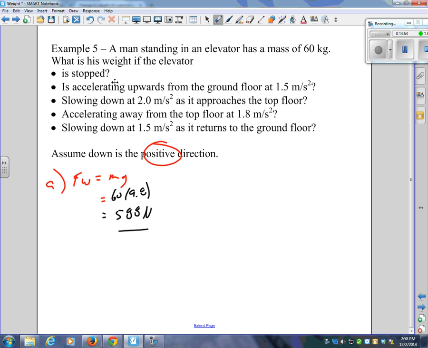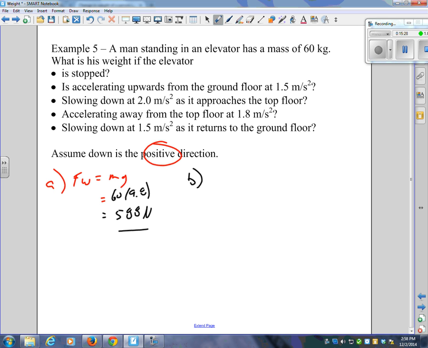If the elevator stopped, right? It asks, is it stopped? The elevator has stopped. What is his weight if the elevator is stopped? No, the question mark is for what is his weight. I figured we're halfway through it, so I keep going.